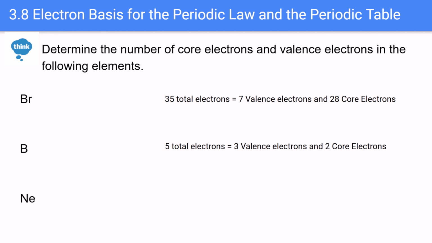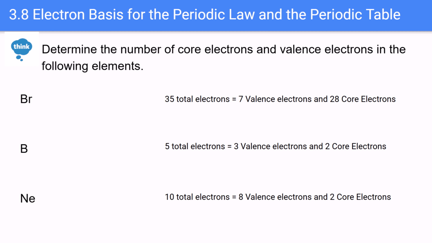Boron has a total of 5 electrons. It has 3 valence electrons based on its periodic table location, so it has to have 2 core electrons. And then lastly, neon has 10 total electrons. It's in the noble gas column with 8 valence electrons, so therefore it also has 2 core electrons.